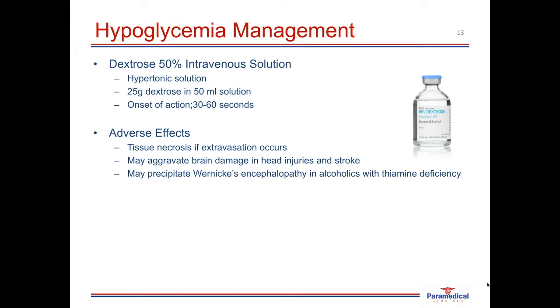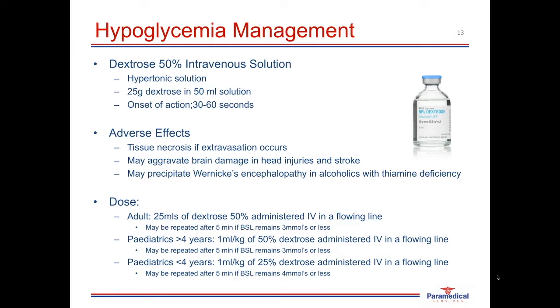Wernicke's encephalopathy is a result of a reduction in intestinal absorption of thiamine, and this is caused by excessive intake of alcohol, so it's most commonly seen in alcoholic patients. Signs and symptoms of Wernicke's encephalopathy are ataxia, disturbances of speech and gait, signs and symptoms of a neuropathy such as paresthesia or impaired reflexes, a stupor, and in extreme conditions, coma. When administering dextrose 50% to an adult patient, we give 25 ml of a 50% solution.